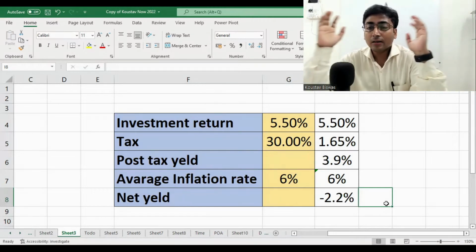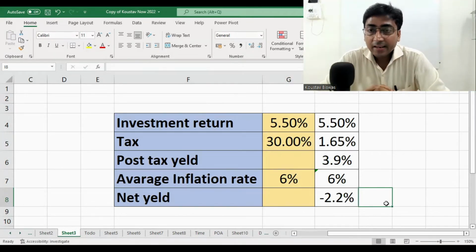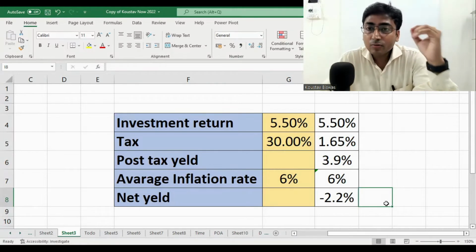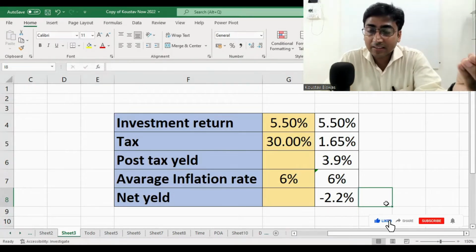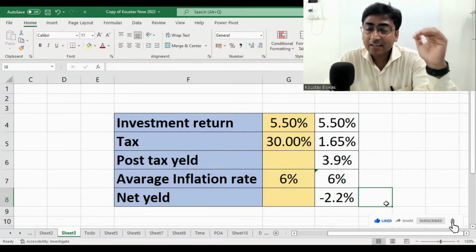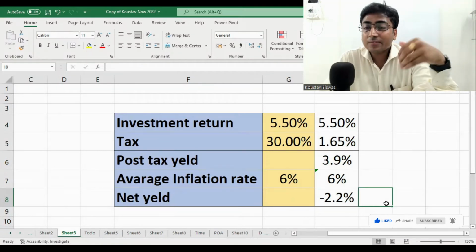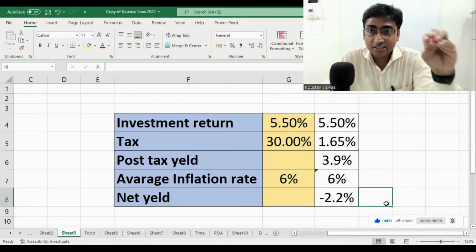See, every investment has its own objective. For example, if you need money within 3 years, or within 1 year, or within 6 months, in that case you need something which will give you a fixed and guaranteed return, right?